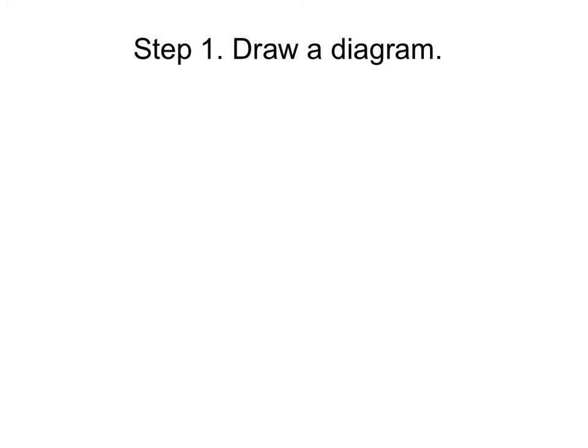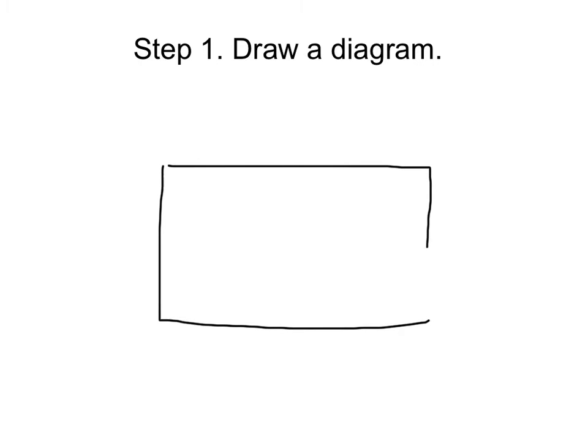The first step in solving this word problem is to draw ourselves a diagram. We know we have a rectangular basketball court, and we know some of its dimensions. We know that the length is 44 feet longer than the width. However, we don't know the width. Let's assign a variable to represent what we don't know. How about a W for the width?